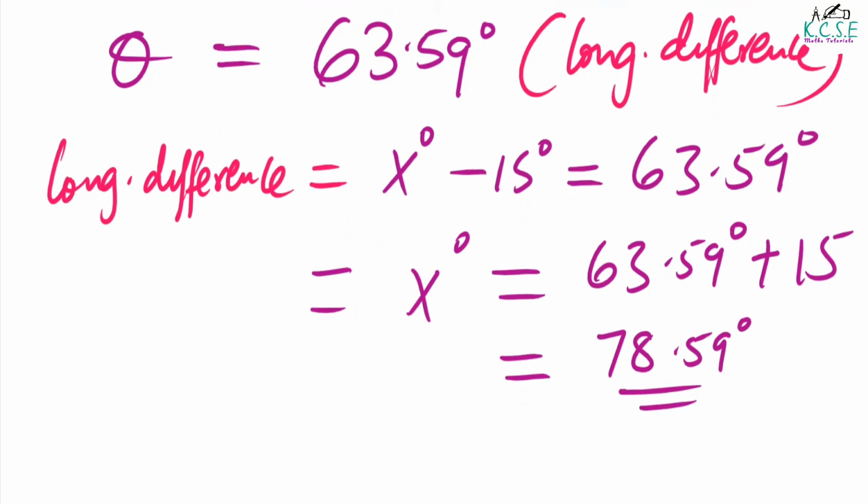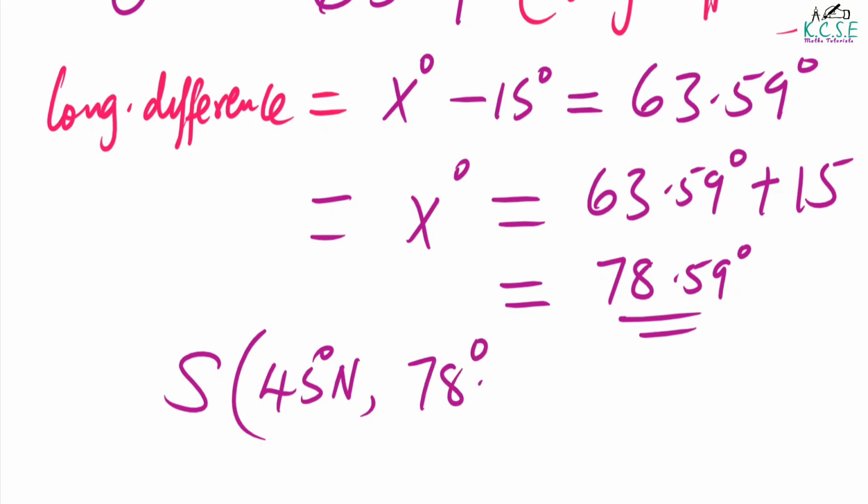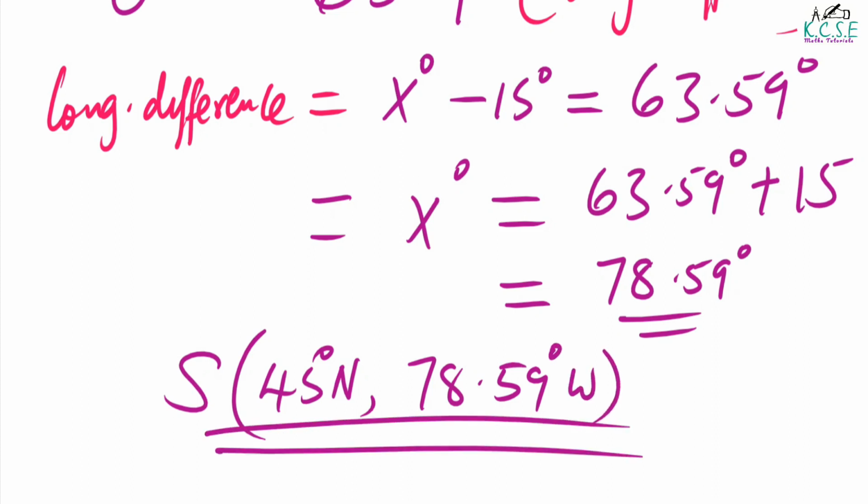And therefore, the position of S will now be given as the latitude, which is 45 degrees north, and then our X, which is 78.59 degrees west. So that is the actual position of S, and that is how we're supposed to solve that.